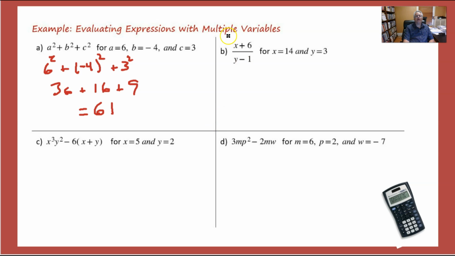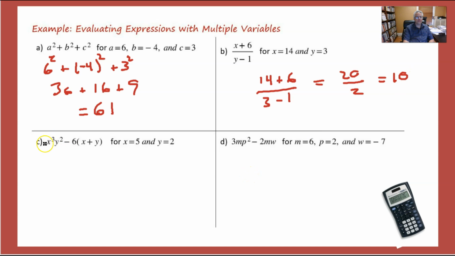All right, we have x plus 6 divided by y minus 1, for x equals 14 and y equals 3. So 14 goes in for x, 3 goes in for y. We have to remember that when we're doing division, it's the whole numerator divided by the whole denominator. So it's 20 divided by 2, which is 10.